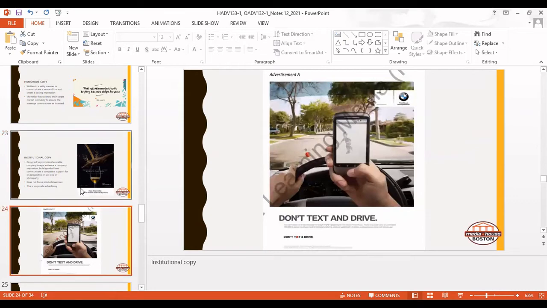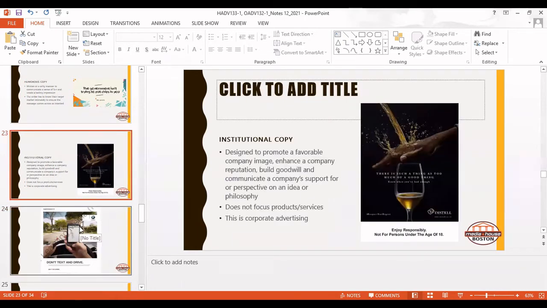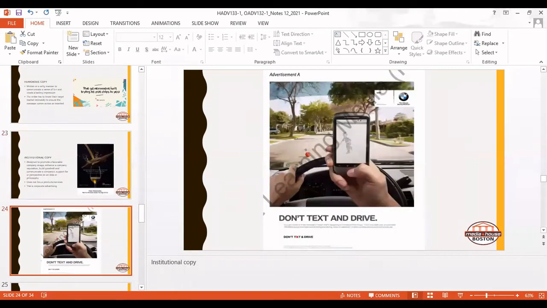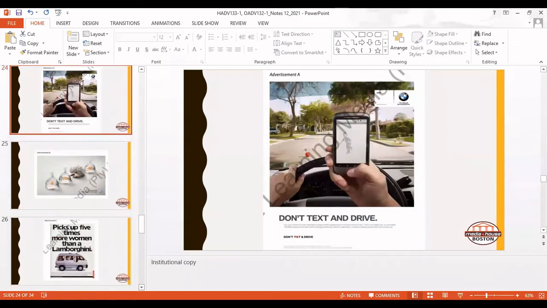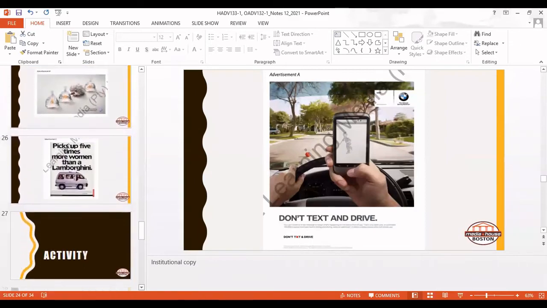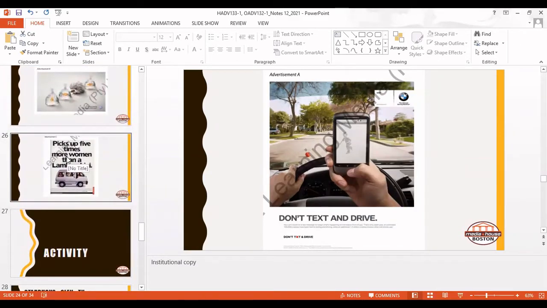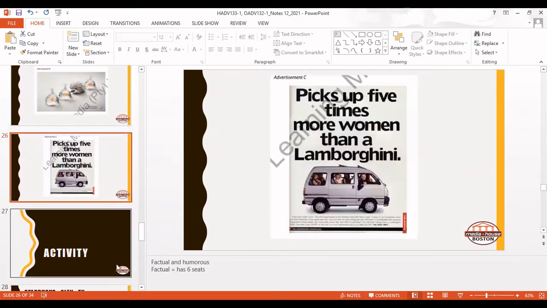Then we also, remember on institutional copy you might have, let me see here.